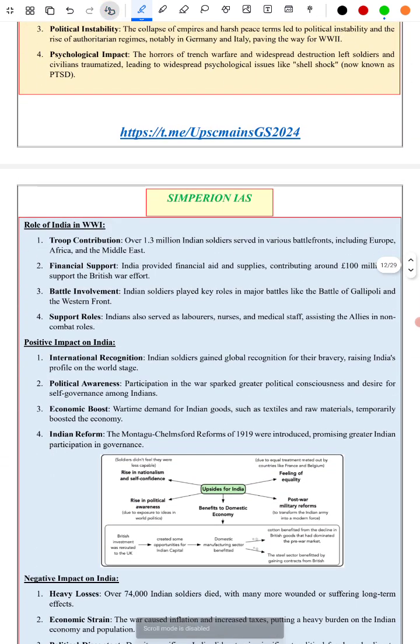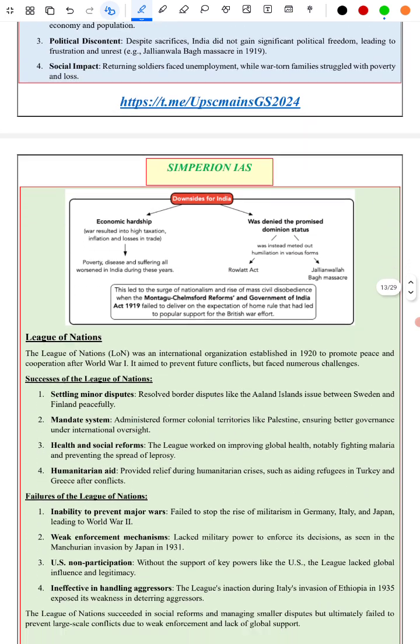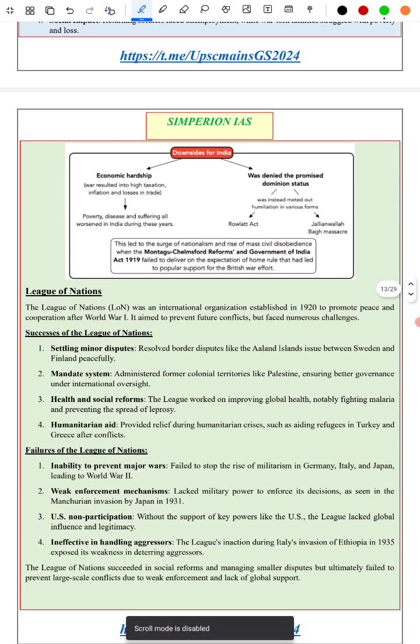Next, World War with respect to India. What role did India play in World War One? We provided troops and financial support, we were involved in the battle, and in supporting roles as laborers, nurses, medical staff, etc. What is the positive impact on India? That is the upside for India. What is the negative impact of World War One for India? We have pictorially represented that as well. That is the drawback for India.